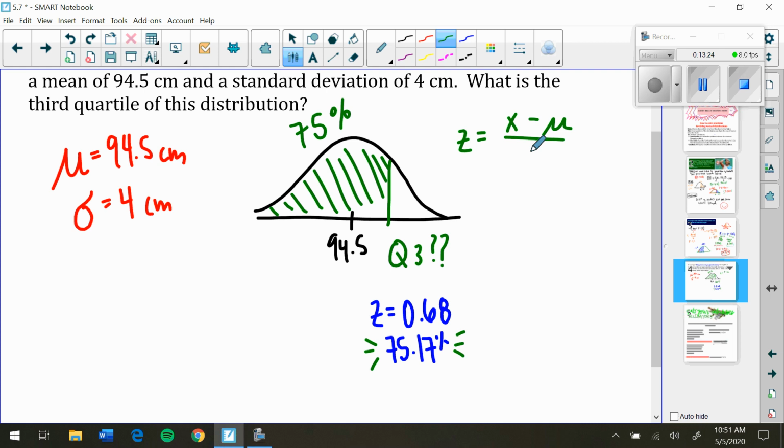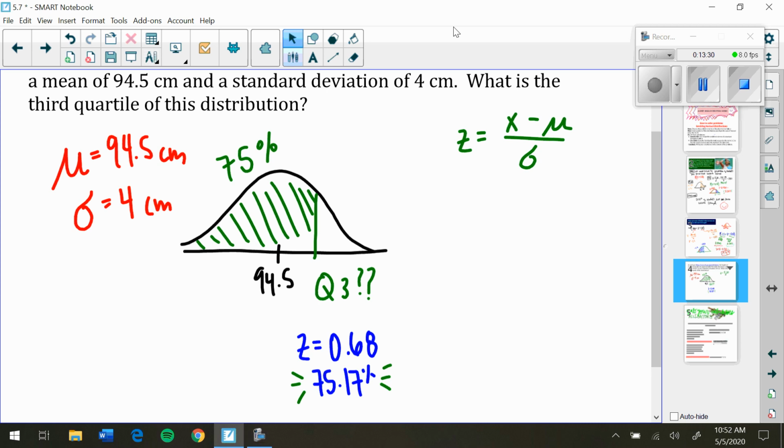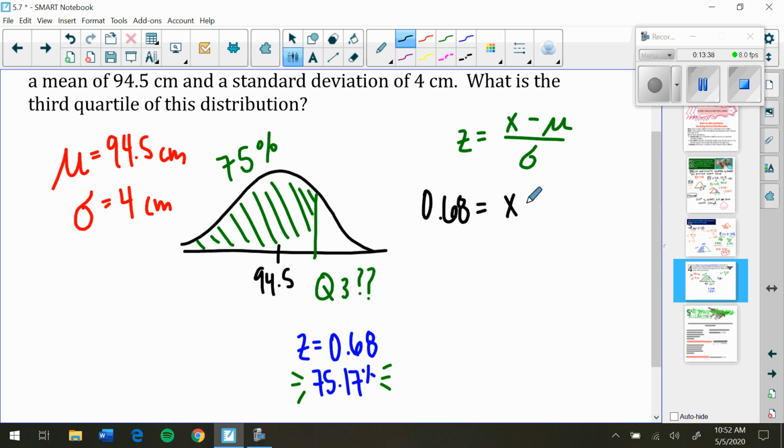Here's what I know. A z-score is equal to a value minus the mean over the standard deviation. In our case, I have a z-score, so 0.68 is equal to, I'm solving for x, but I do have the mean, 94.5, all over the standard deviation of 4. And now we're really just doing basic algebra, and we are solving for x.